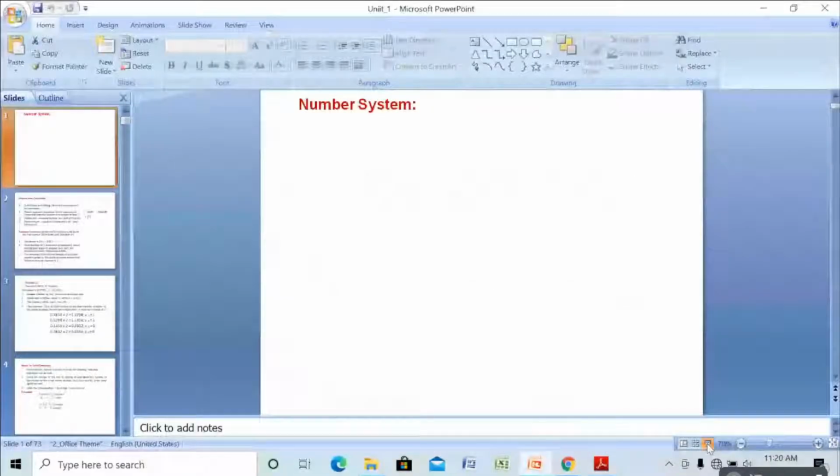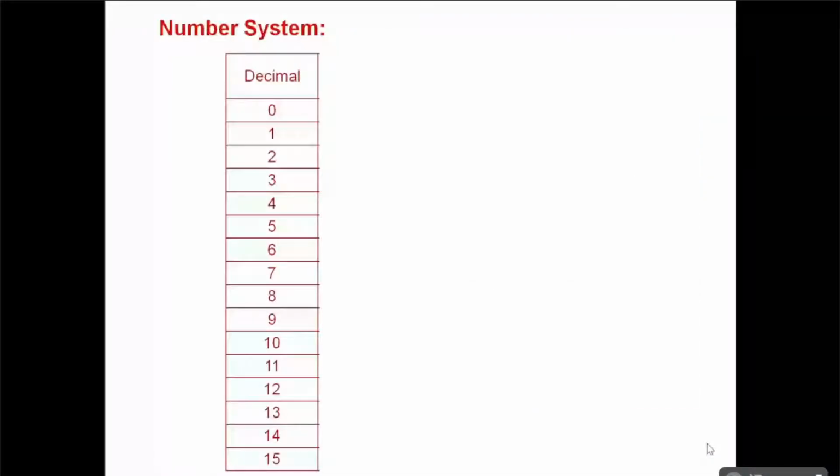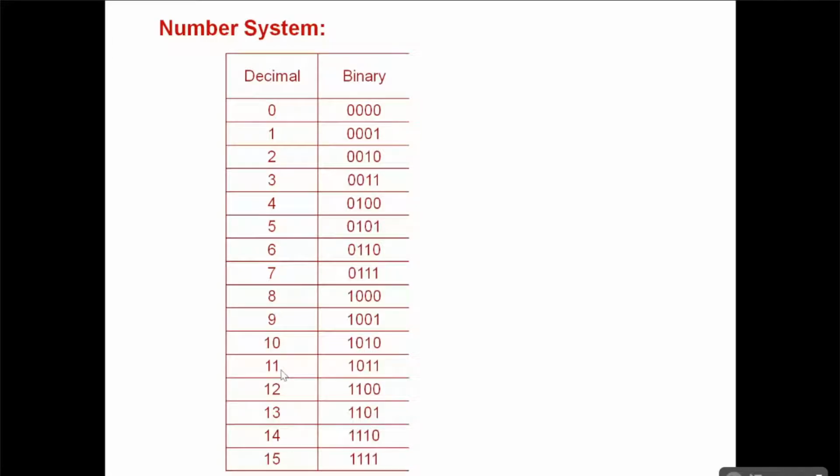So this one is the decimal number system. It has 10 elements from 0 to 9. After this, 10, 11, 12, 13, 14, 15 continues. With these 0 to 9 elements, we can represent any number. Next one is binary. In binary, we have only 2 digits: one is 0, another one is 1. With this 0 and 1, we can represent any number.